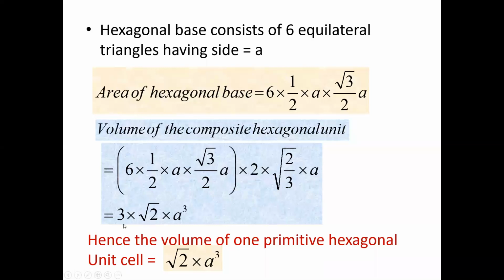So if 3 into root 2 A cube is the volume of the entire composite unit, then if you are asked in a question, what will be the volume of one primitive hexagonal unit cell? It will be divided by 3. It is simply root 2 A cube. If you do not know this, you will not be able to answer, particularly in JEE Advanced level questions. And maybe in AIIMS and other NEET, there is no limit.